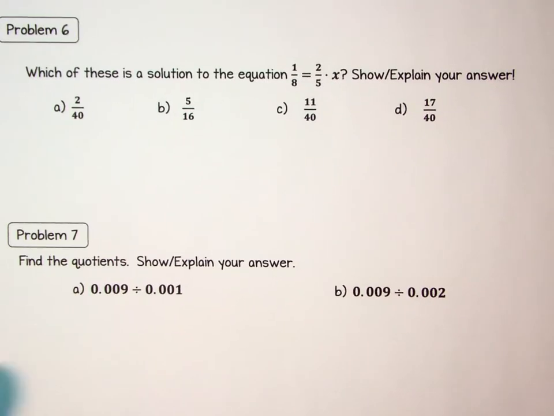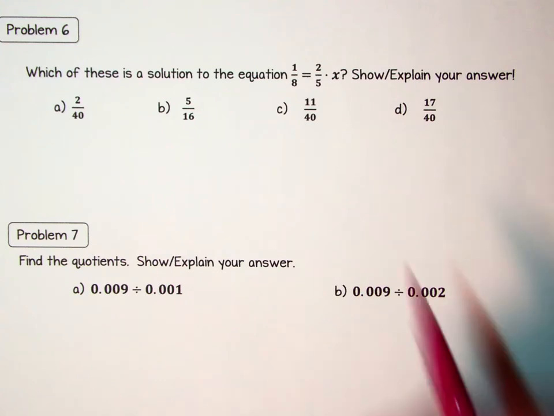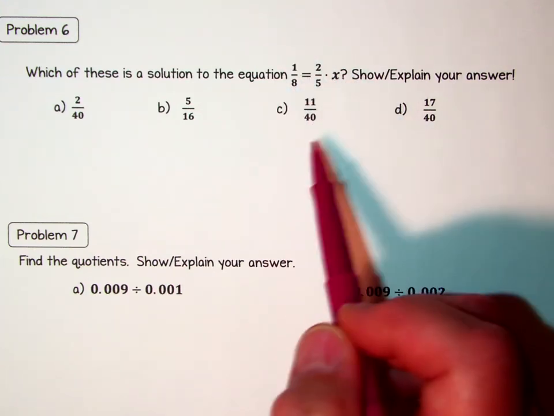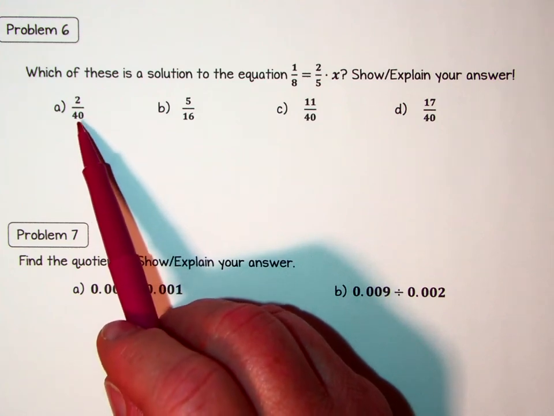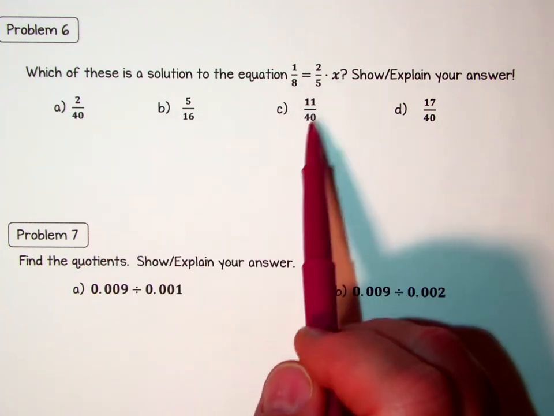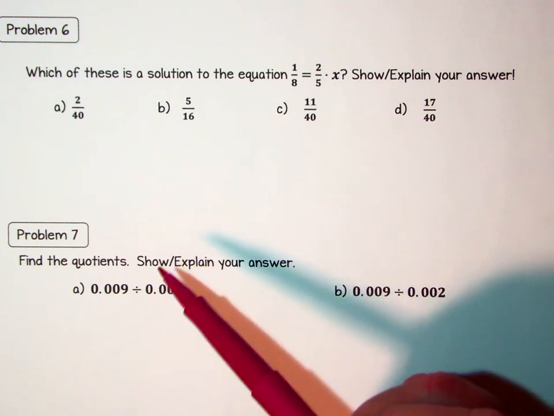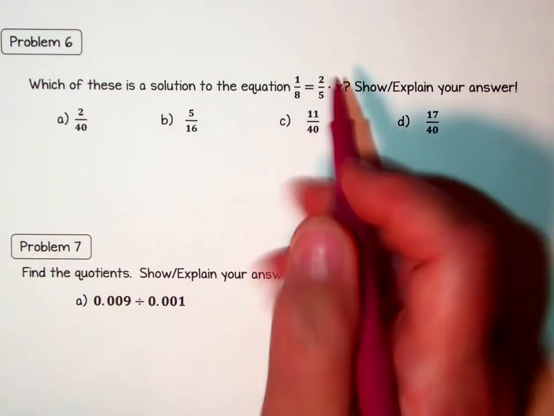Problem 6. Which of these is the solution to the equation 1/8 equals 2/5 times x? Show or explain your answer. Well, the easiest way to do that is to just solve this equation. I mean, if you wanted to do a lot of work, you could substitute each of these into the equation for x and see which one gives you a true statement. But that's way more work than we need to do. We can just solve this equation.